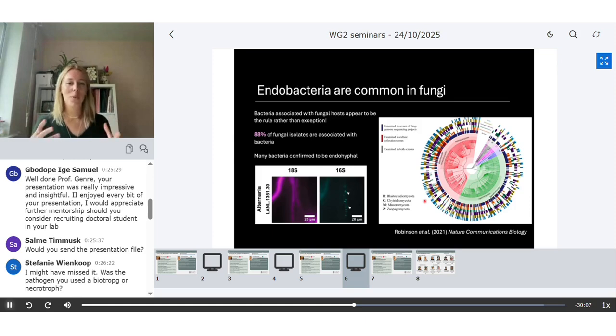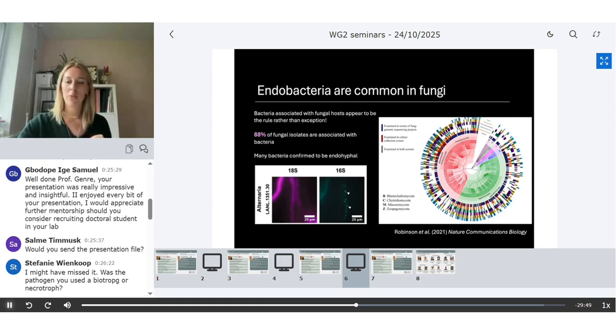Besides being super cool and interesting to study from the point of view of symbiosis, fungal endobacteria are actually quite common in fungi, and perhaps even more common than we had originally thought when I started my work on bacterial-fungal symbioses back in 2011.